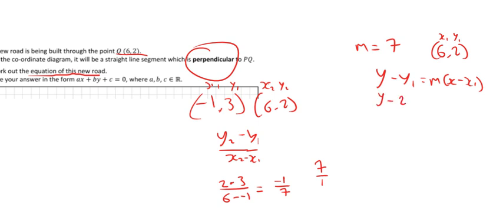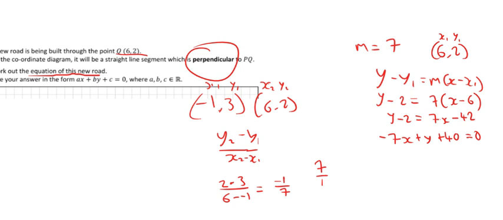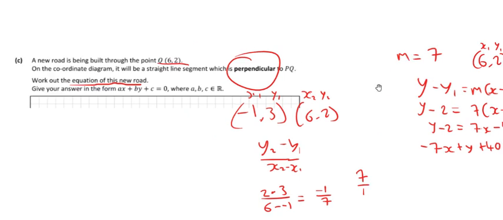Therefore y minus 2 is equal to 7 times x minus 6. And it's y minus 2 is equal to 7x minus 42. I have to bring everything to the left hand side. That's the way they want the answer. Minus 7x plus y plus 40, when we bring over the minus 42 and add, is equal to 0. And that's my answer. I'm going to leave it there then.